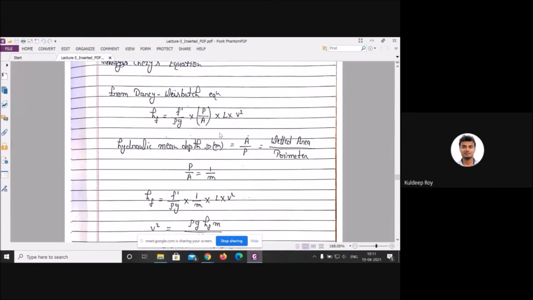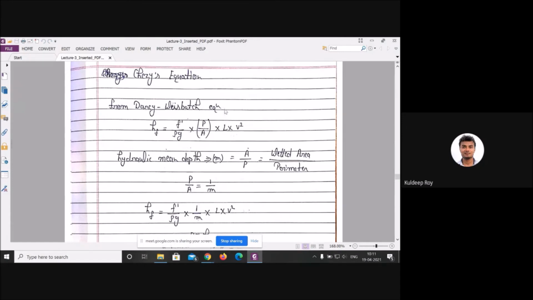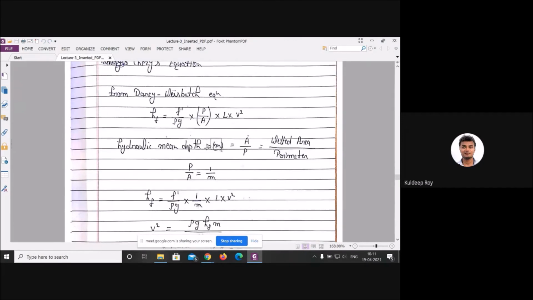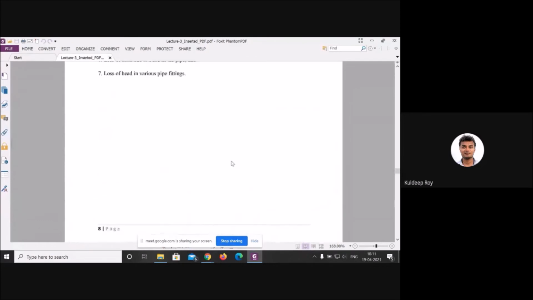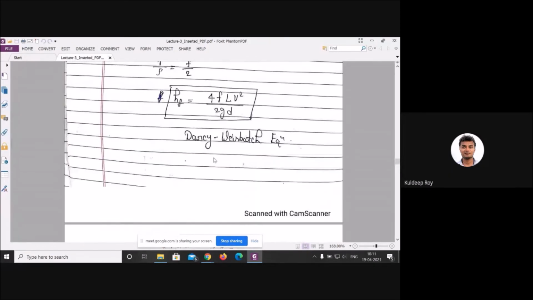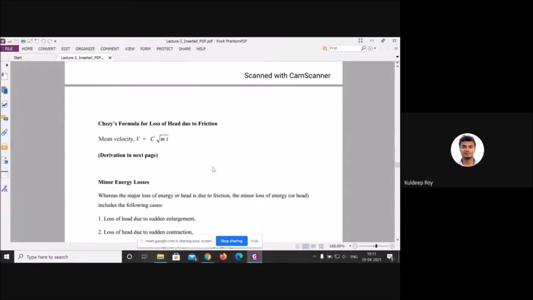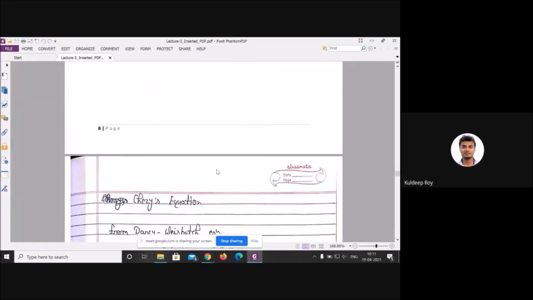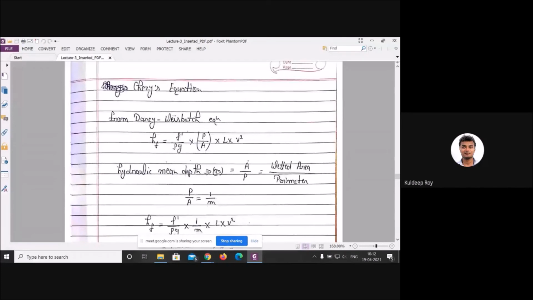He was a very good scientist, and I think that's why he suppressed his formula in terms of m. I think this formula is generally applicable to mechanical people, not you guys. For you guys, Darcy-Weisbach is more than sufficient. But I have derived that also, so that you could see the difference between the Chezy equation and the Darcy-Weisbach equation. Okay, have you got my point? Yes or no?